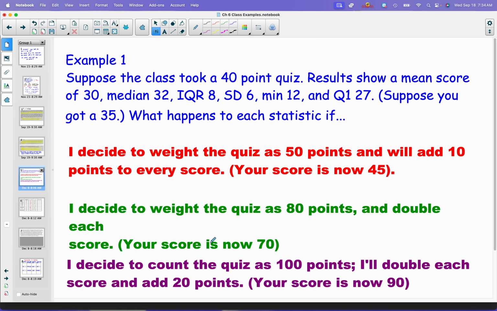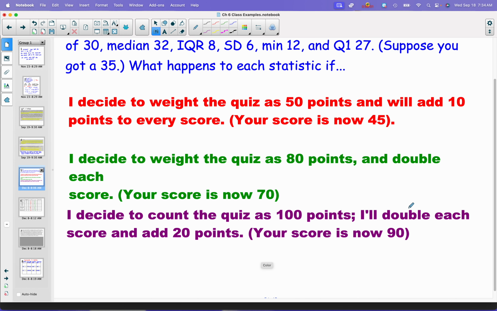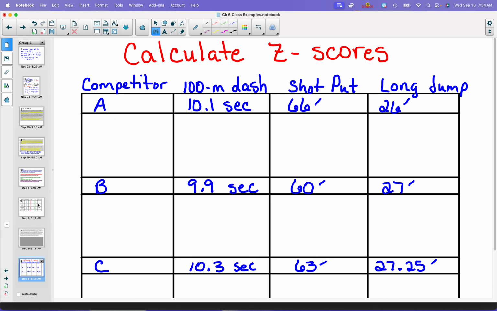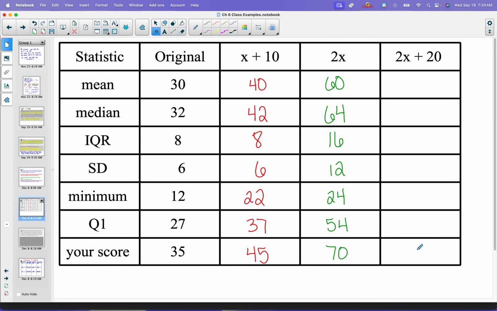So now I decide to count the quiz as 100 points. The way I'm going to do that is I'm going to double all the scores, and then I'm going to add 20. Whoops, wrong way. So I'm doubling, so you now have a 90. That really is purple, it's just kind of dark. So I double this, I get 70, and then I add 20.